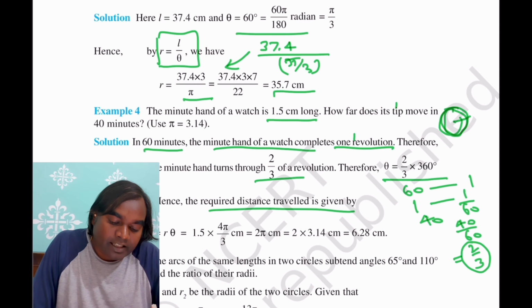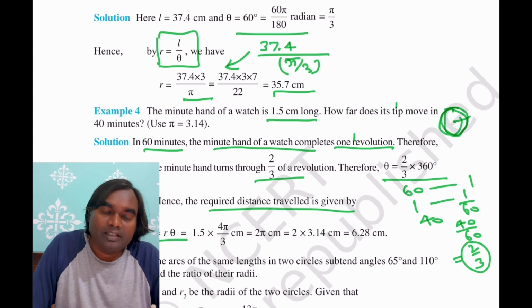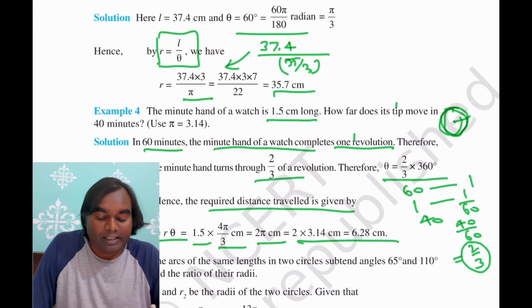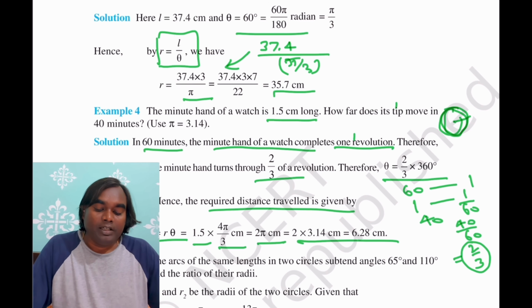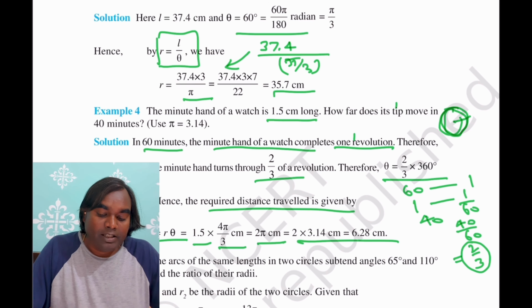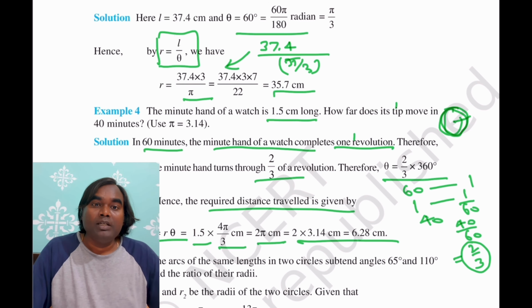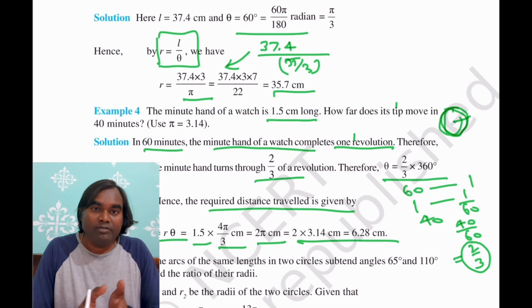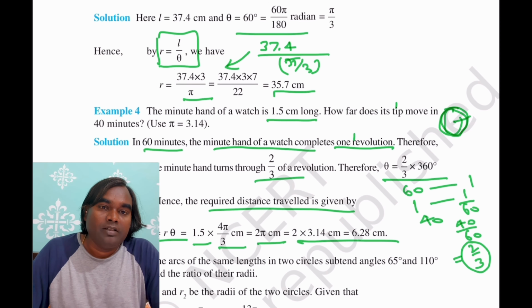Hence the required distance is given by L is equal to r theta. So r is given 1.5 and theta is 4 pi by 3, and that will give 2 pi centimeter, that is equal to 6.28 centimeter. So in this example you must remember, firstly you have to convert the minutes into the part, how much part of the complete revolution, then degree, and then it will convert into the radian, and after that we will apply the relation theta is equal to L by r.